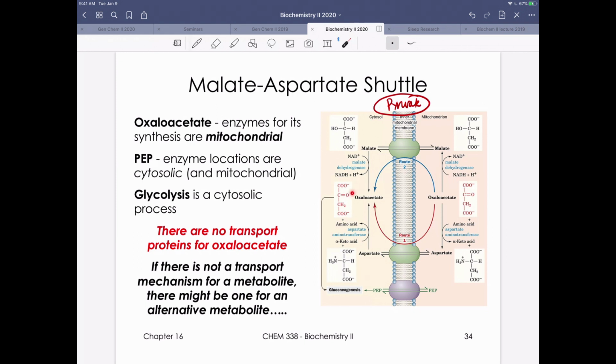What we don't have a transporter for is oxaloacetate. So again, the enzymes to synthesize oxaloacetate are mitochondrial. So both pyruvate carboxylase as well as PEPCK live in the mitochondria. But the enzymes to make phosphoenolpyruvate, again, exist in both. I may have misspoken there. Oxaloacetate, the enzymes, again, for its synthesis are only mitochondrial. So pyruvate carboxylase exists only in the mitochondria. PEPCK exists both in the mitochondria and the cytosol.